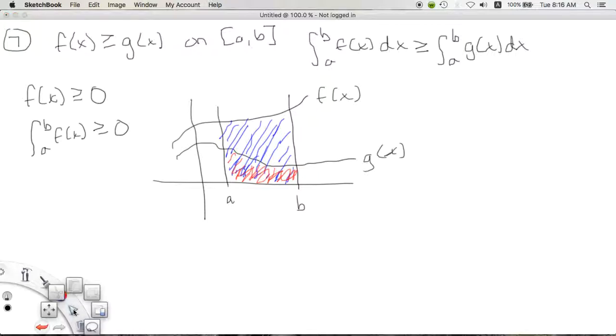Now, those are the properties of definite integrals. You need to make sure you know those and make sure you can look at pictures and prove them and show them, and look at the limit of Riemann sums to prove them and show them as well. Now, there's a few other things in this section that we need to talk about.